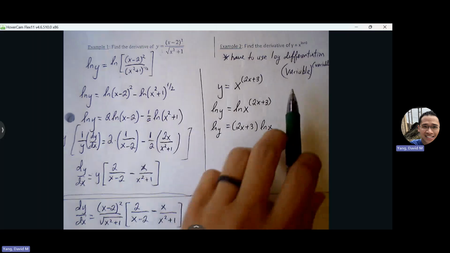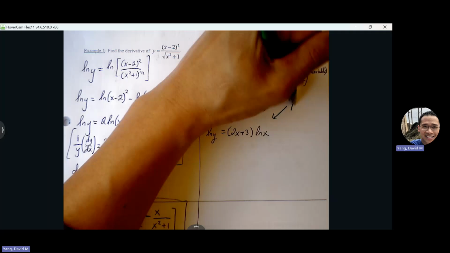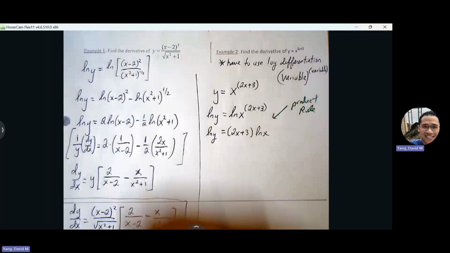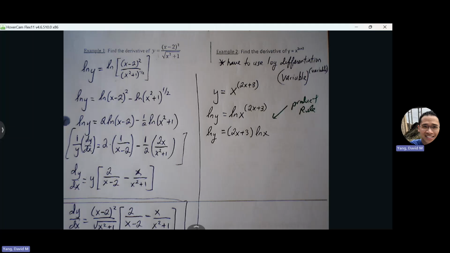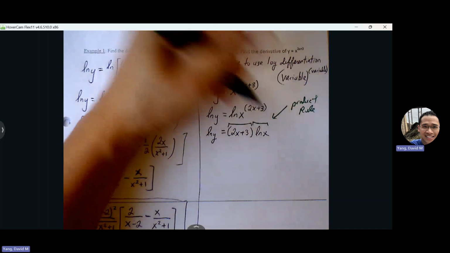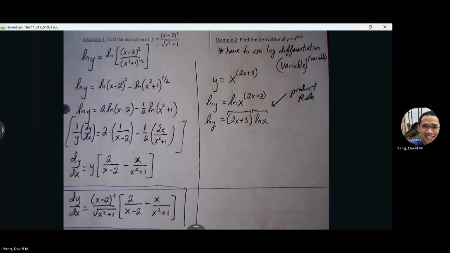Product rule. So whenever you do a log differentiation with a variable raised to a variable, you're always going to be expecting product rule to show up. Because that variable is going to now come down and instead of a variable raised to a variable, it's going to end up being a variable times a variable. And that's always going to end up forcing you into a product rule situation. So just be aware of that.